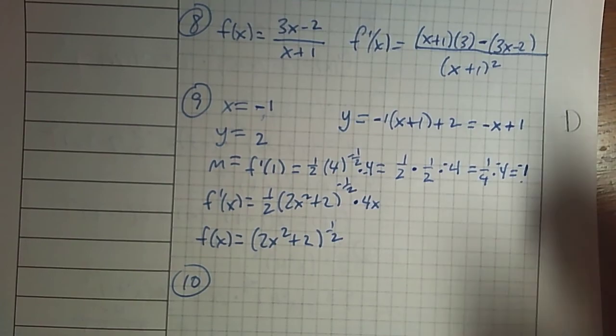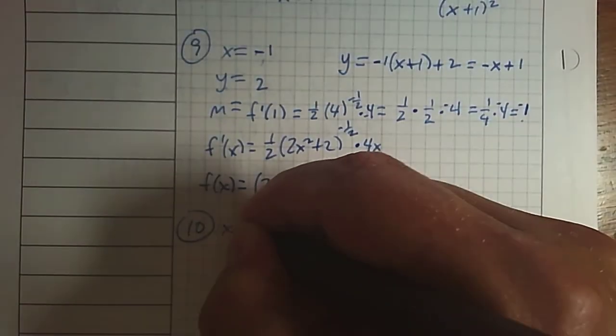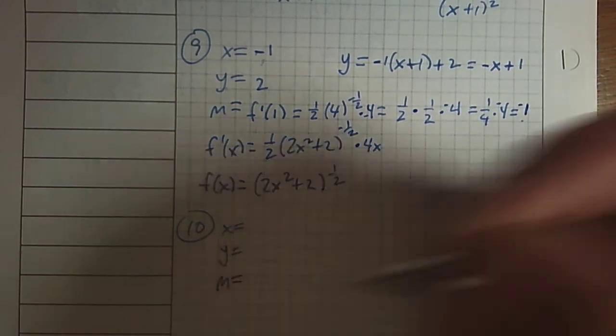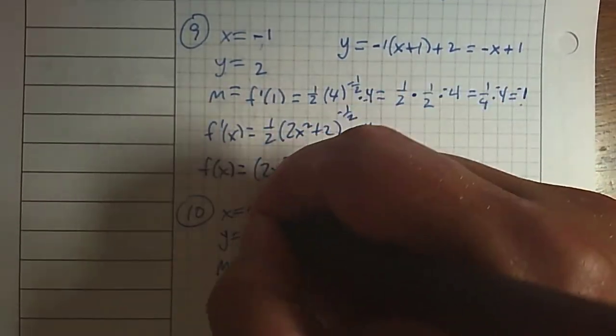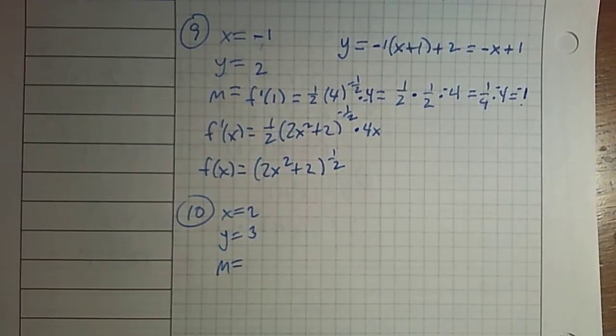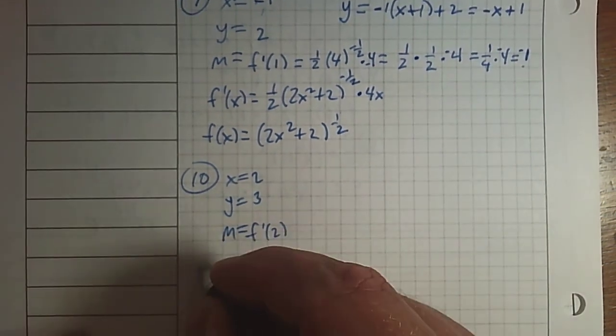Number 10. Same thing, equation of a tangent line. So I'm going to write down x equals, y equals, and m, the slope, equals. So in number 10, you're given a point, so you know the x and y coordinate right away. To find the slope, it's the derivative at 2. You're given an equation that I need to take the derivative of.